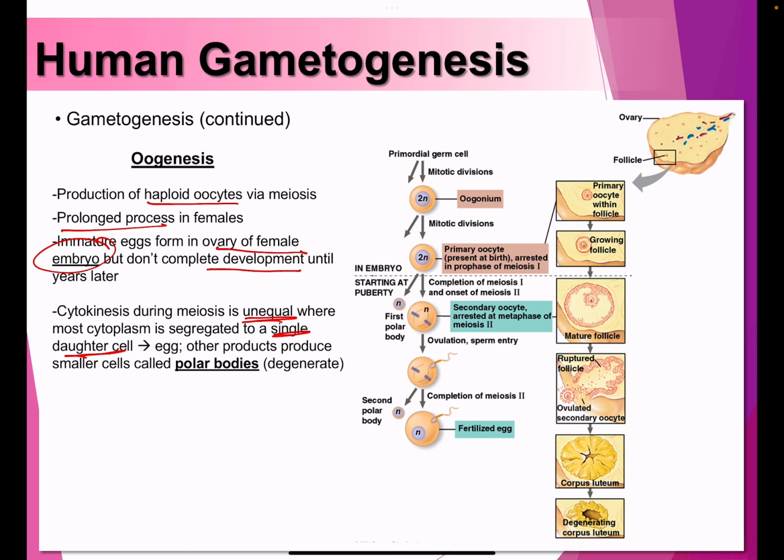While the other little things that are off to the side, as a smaller part of the cytoplasm, form what are called polar bodies. And to this day, we don't know exactly what function they serve, but they will degenerate. They form and then they degenerate.